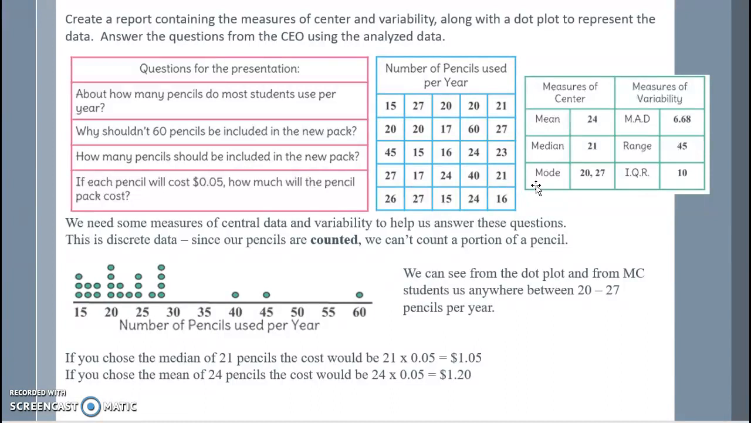If we were to have chosen the median of 21 pencils, it would cost $1.05. If you chose the mean of 24 pencils, your cost would be $1.20. Not much of a difference.